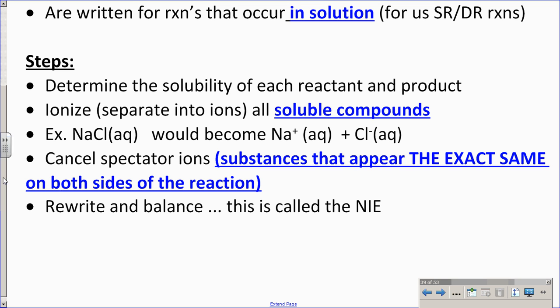Next one, silver chloride, ionized or not? No, leave it alone. Don't touch it. Put a box around it so you keep it in a jail cell. Do not break it up. Next. Is this one ionized? It's aqueous, so ionize it. Plus sodium ion and nitrate ion.